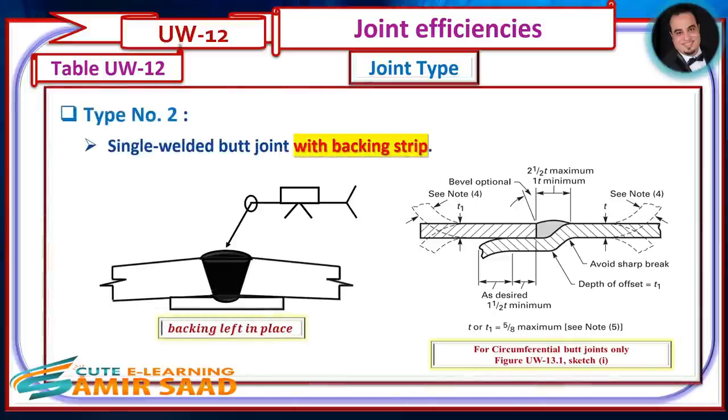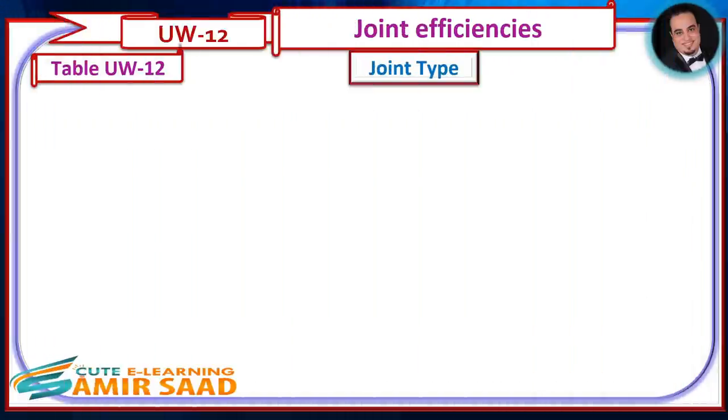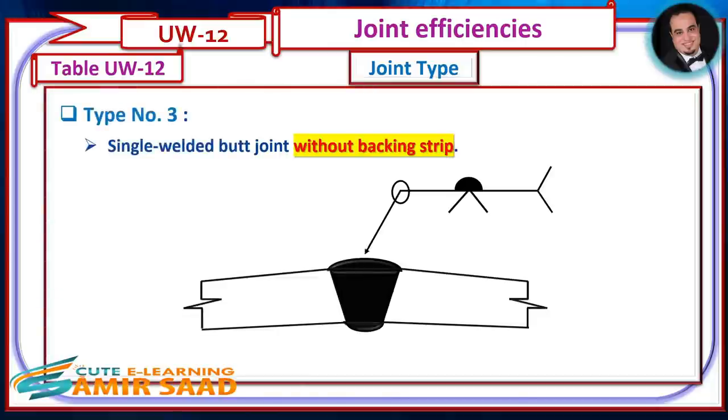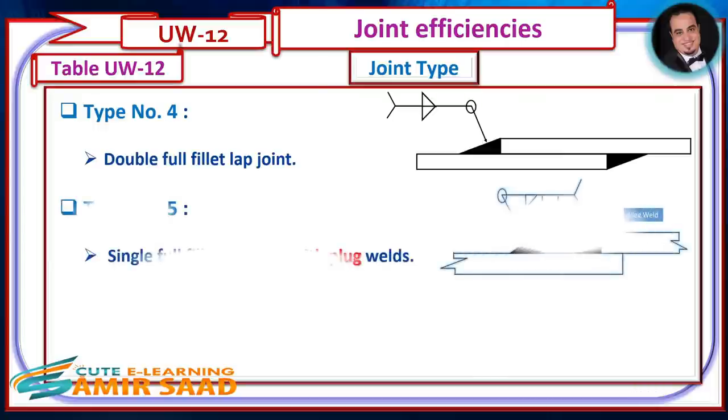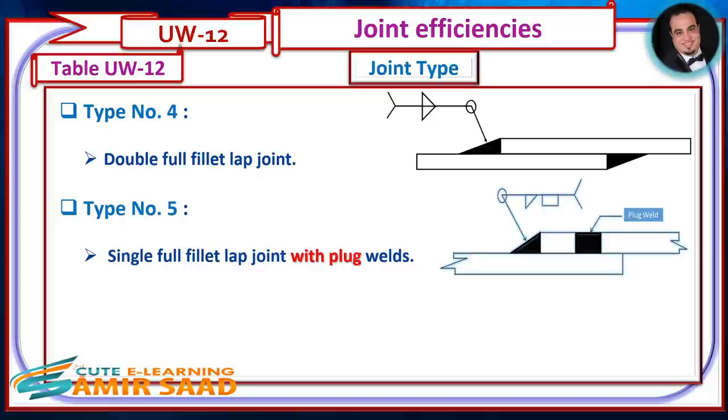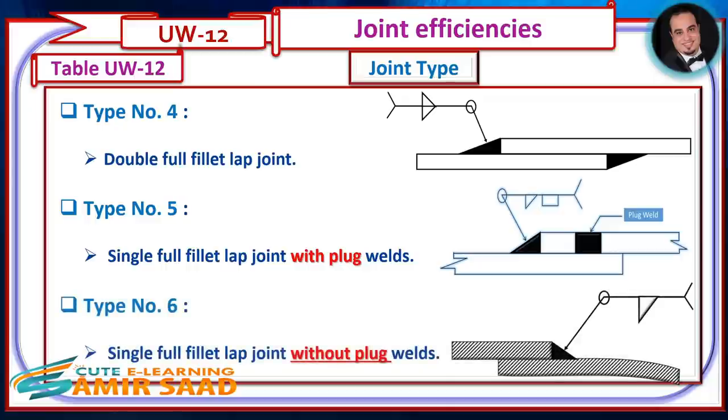Type number 2. Single welded butt joint with backing strip. Type number 3. Single welded butt joint without backing strip. Type number 4. Double full fillet lap joint. Type number 5. Single full fillet lap joint with plug welds. Type number 6. Single full fillet lap joint without plug welds.